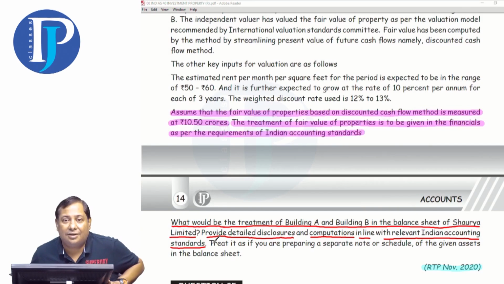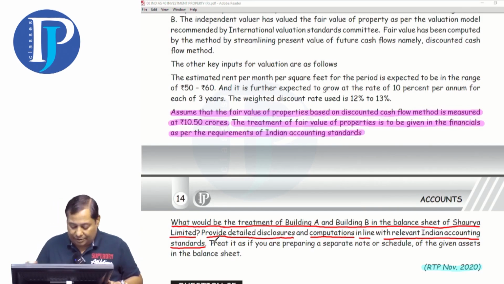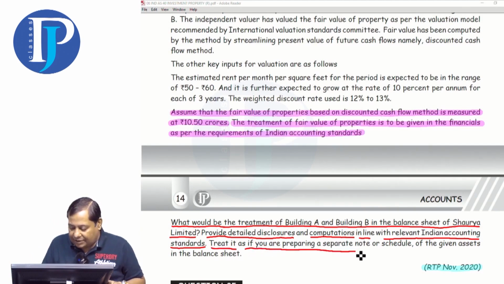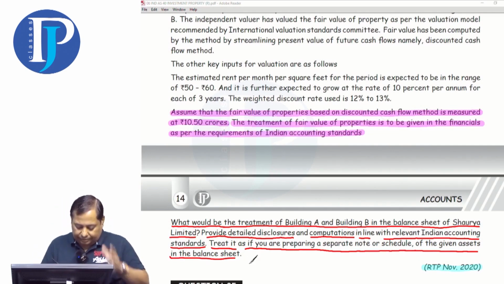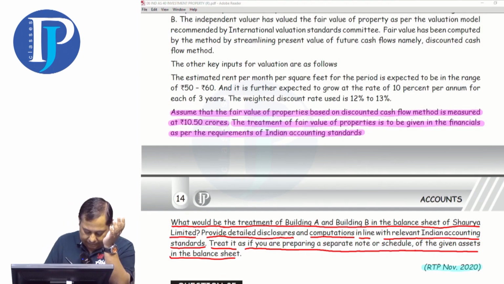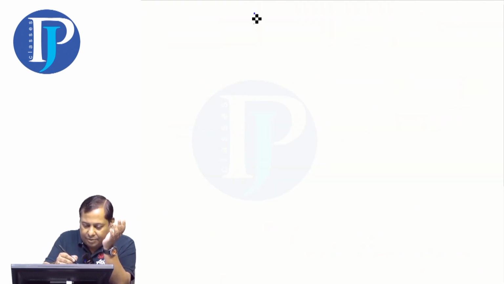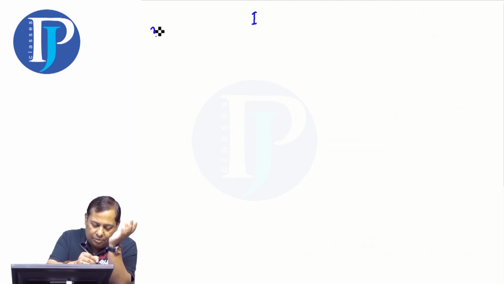We are talking about disclosures here. Fair value is included in disclosure. Treat it as if you are preparing a separate note or schedule of the given assets in the balance sheet. Assume that you are creating a financial report. So I will create the financial report for you. Let's see. I will solve the first part of this question. It's question 34.